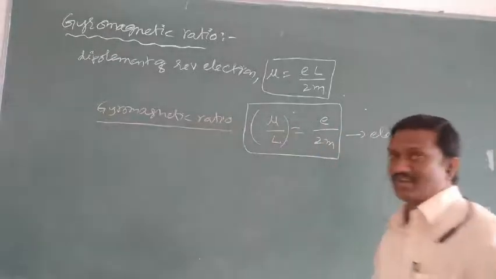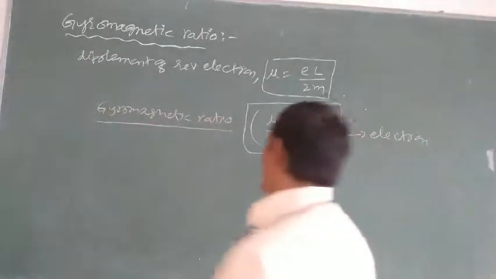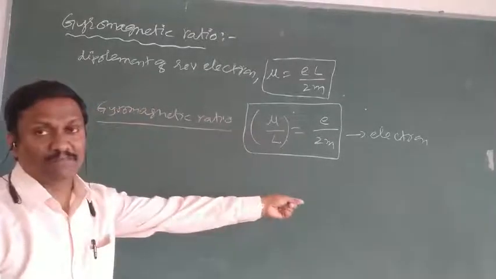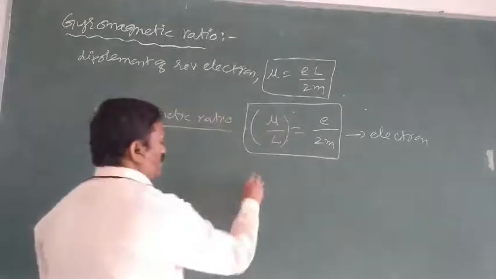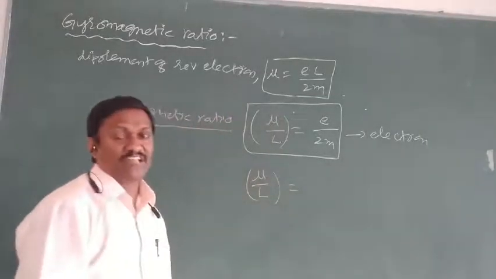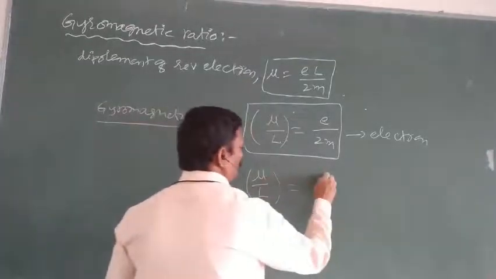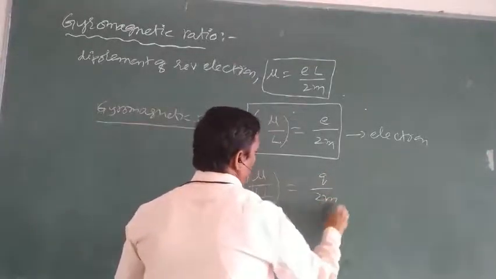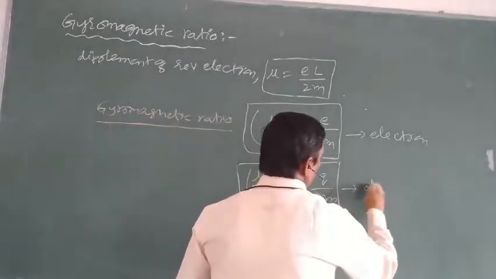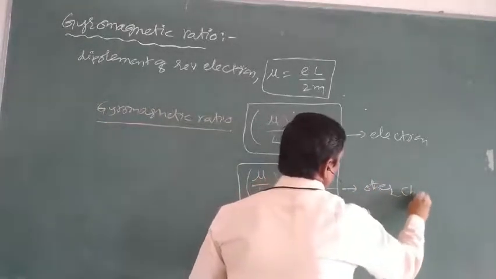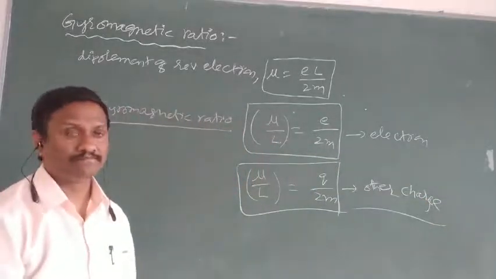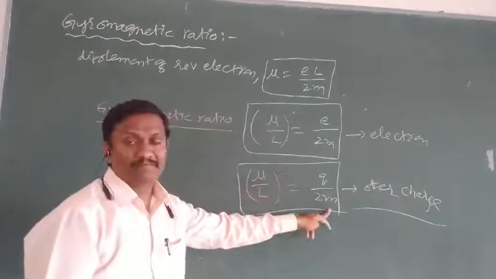For electron, it means the electron charge e. Next, what about the gyromagnetic ratio of other charges? For electron it is e by 2m. The gyromagnetic ratio of other charge, mu by L, is equal to, for other charge with charge q, q by 2m. It is the gyromagnetic ratio for any charge. Q means charge of the given particle. M means mass of the given particle.